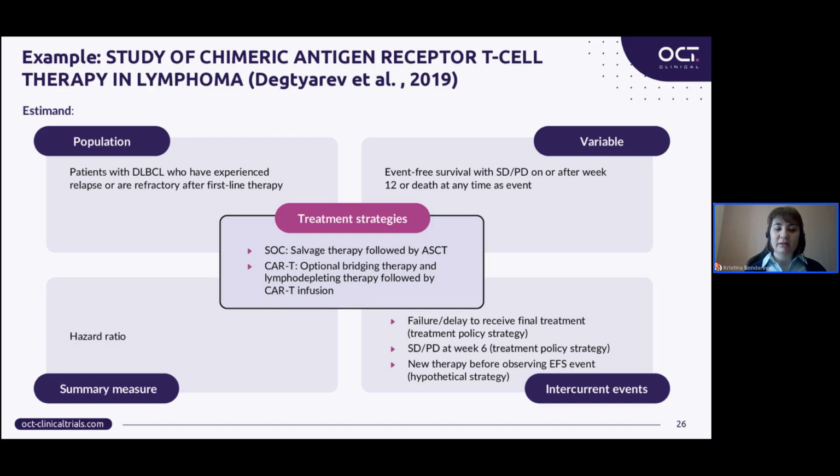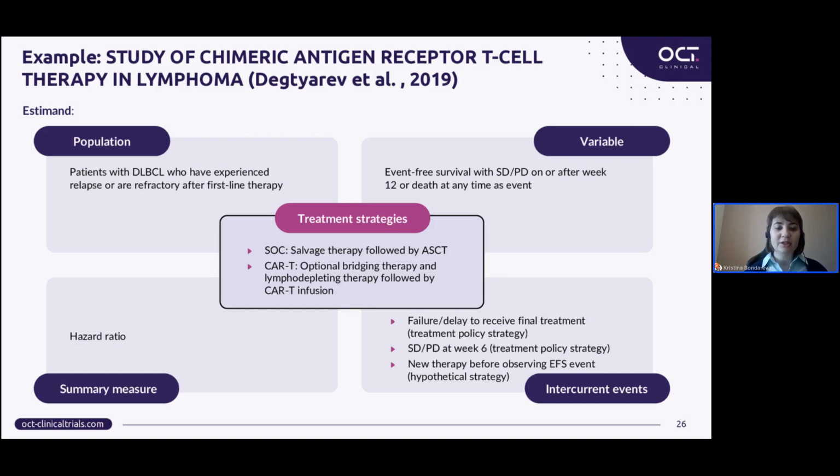Typically, in this disease setting, the primary variable or endpoint is event-free survival, the time from random assignment to the failure of treatment strategy. Here, failure is defined as first documented disease progression, stable disease, or death from any cause. Note that disease progression or stable disease are only considered as failure if observed at or after the week 12 assessment. Tumor assessment after the first course of bridging or salvage chemotherapy do not determine the outcome of the treatment strategy and are used only for decision making.